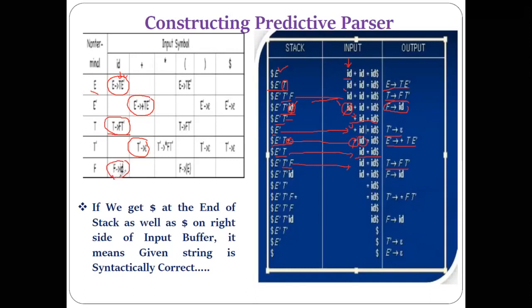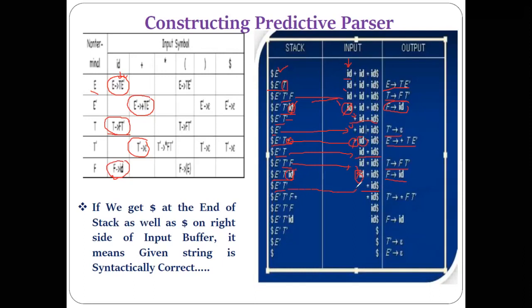F on ID is nothing but this production rule, F deriving the ID. So the result of this will be this. And here you can see our look ahead symbol was this. So this is matching with this, so this will get cancelled. Okay. And what is remaining? E dash T dash and star ID dash, star ID dollar.